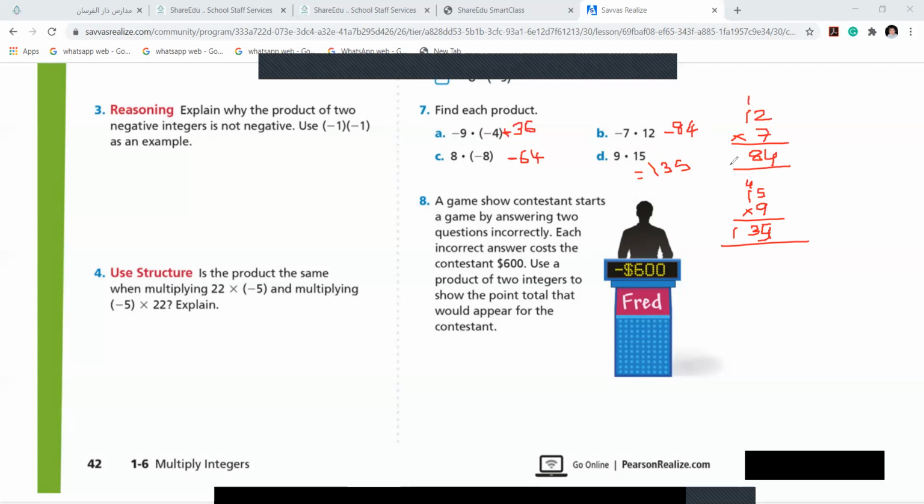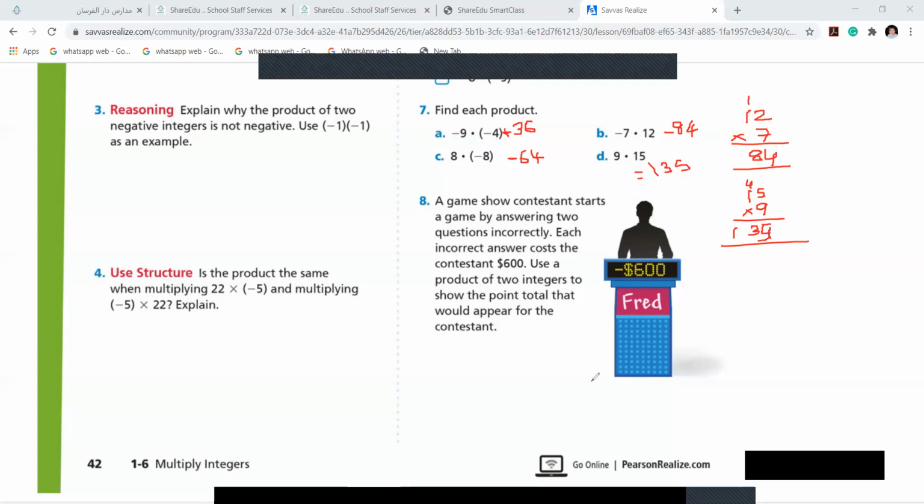Miss, I have a question in number B. Yes, Dana. Is the answer of number B 84? Yes, it is minus 84. Why minus 84? Because one is negative and the other is positive. When it is opposite signs, in multiplication, your answer will be minus.